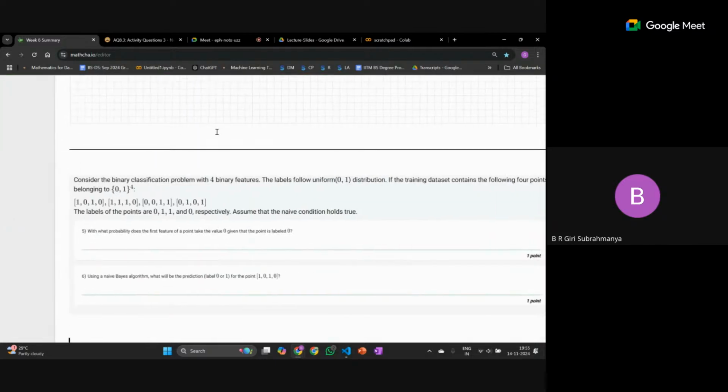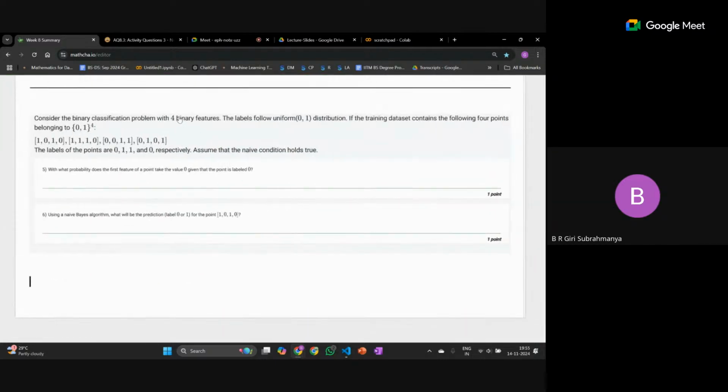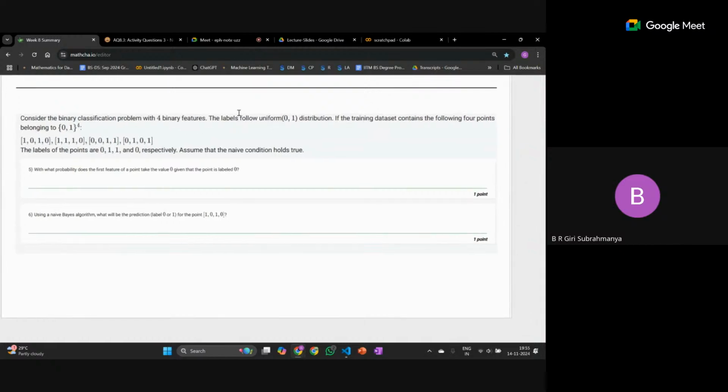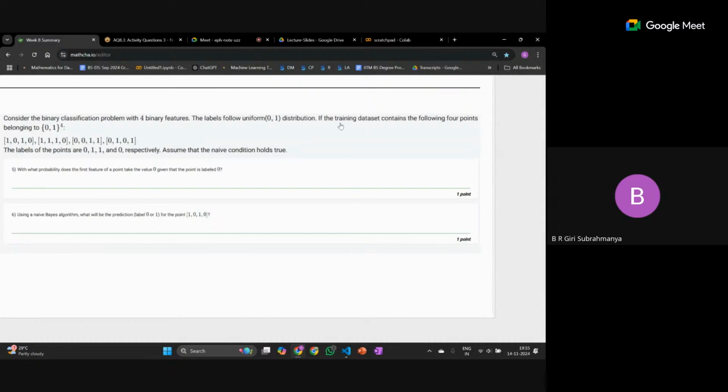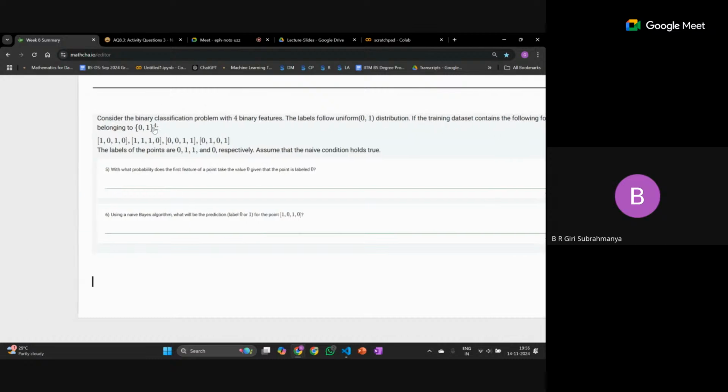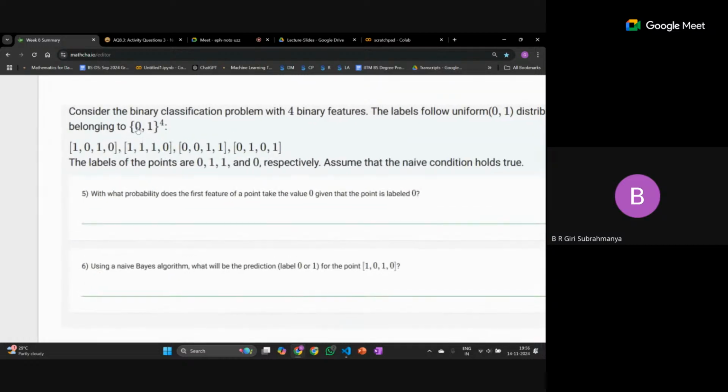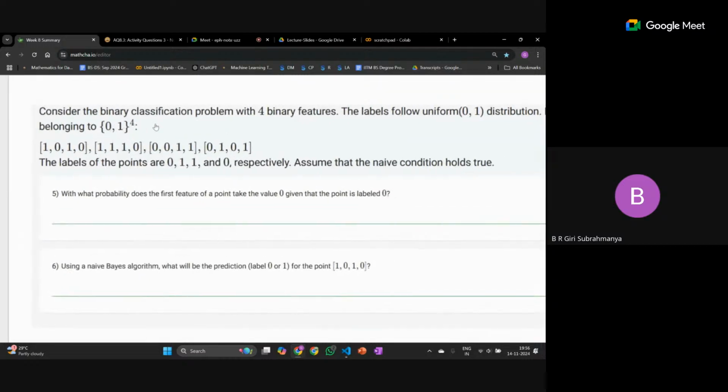Now consider a binary classification problem with 4 binary features. The labels follow uniform 0, 1. Now the training data set contains the following 4 points. Now your features are binary.